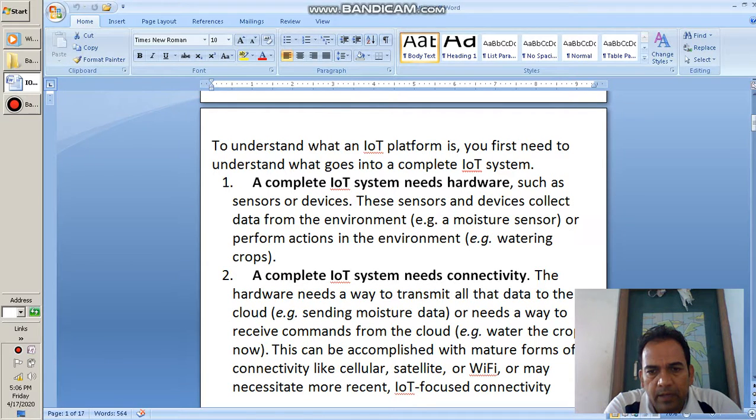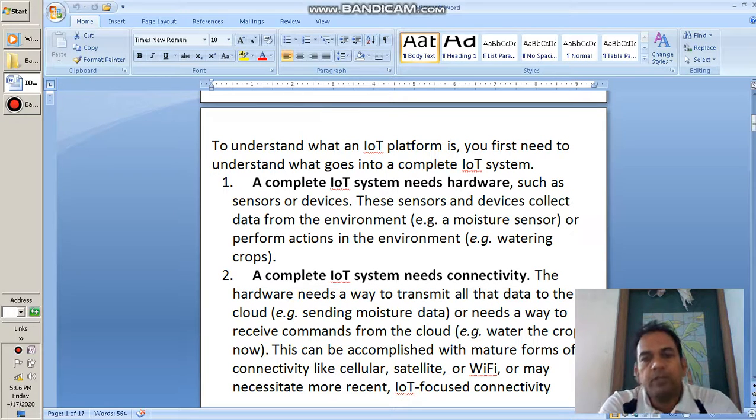And the second parameter is that the complete IoT system needs connectivity. You are already familiar that without internet connectivity, the system cannot be called an IoT system. The name itself includes the Internet of Things. So the hardware needs a way to transmit all the data to the cloud, or needs a way to receive the commands from the cloud. So for that purpose, definitely there is a need for connectivity. Connectivity is one of the important parameters of a complete IoT system.